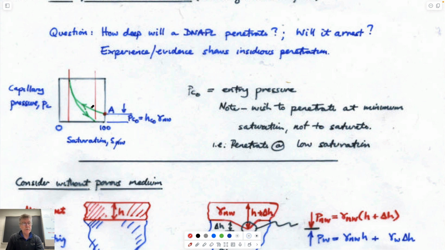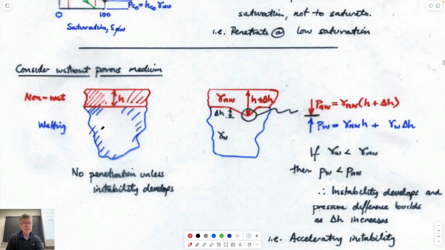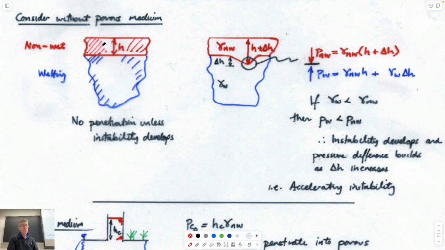So we can ignore that for a moment, and we could think about a system where we have a non-wetting fluid and a wetting fluid in a swimming pool. In this particular case, we know that if the non-wetting fluid is lighter than water, it would sit on top of the water, which is fine. And that's no problem. And what would happen if we then take that non-wetting fluid, which is sitting on top of the water, and we pull it down a small amount? It's called a perturbation analysis.